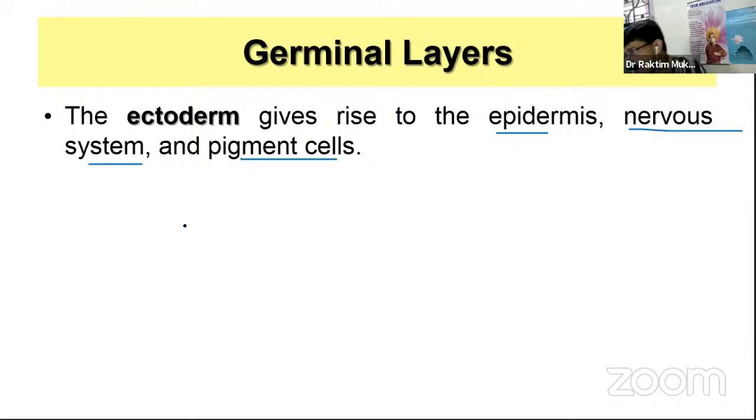Before I go further, one small interaction with the audience. If you can unmute or use the chat box, someone can tell whether the ectoderm gives rise to epidermis. Hair follicles are there, we know, right? And you have the hairs. My question is, what about the hairs? Are they epidermal or dermal? And what about the hair follicles? Are the hair follicles epidermal or dermal?